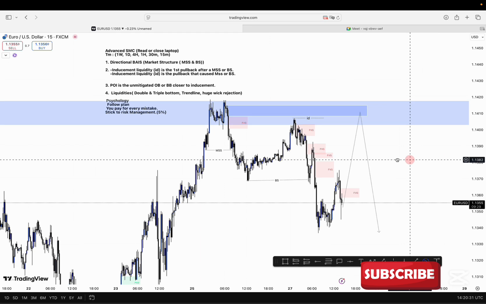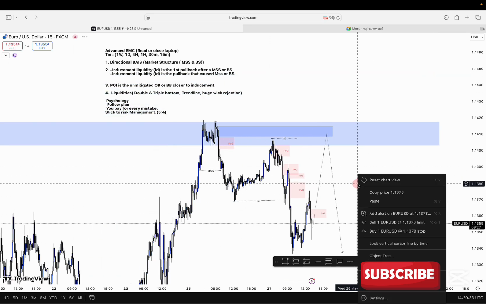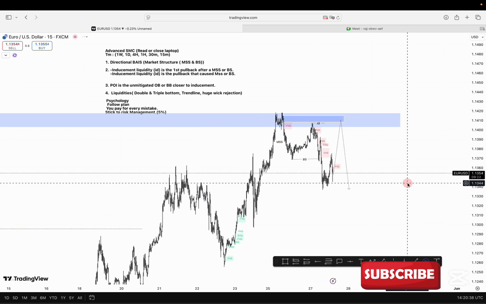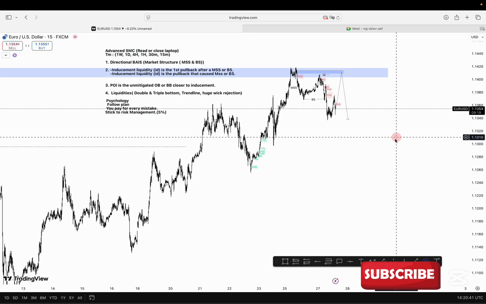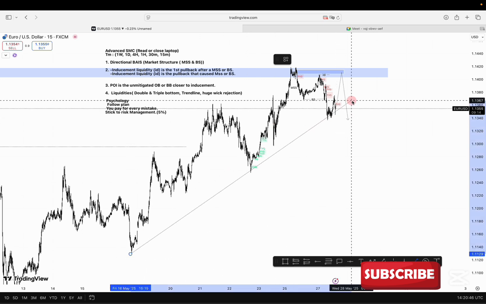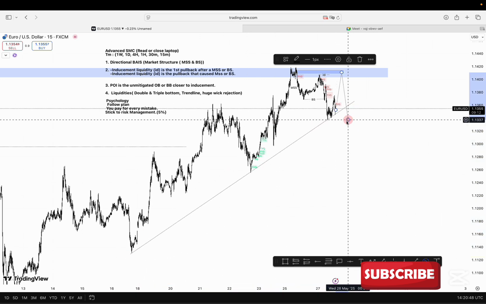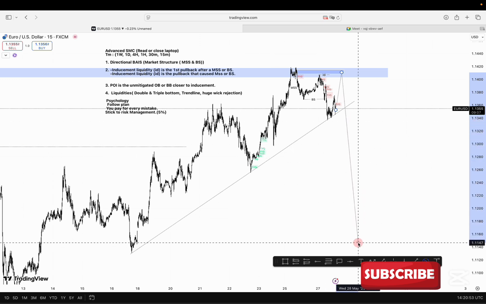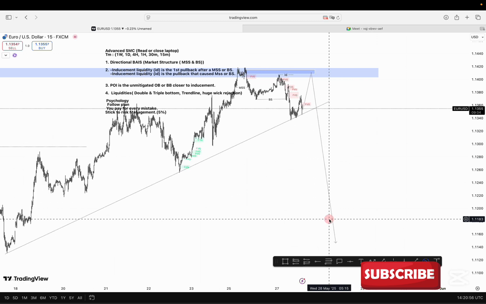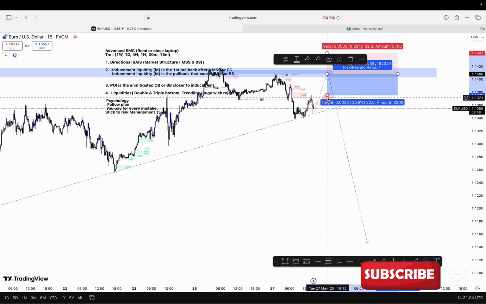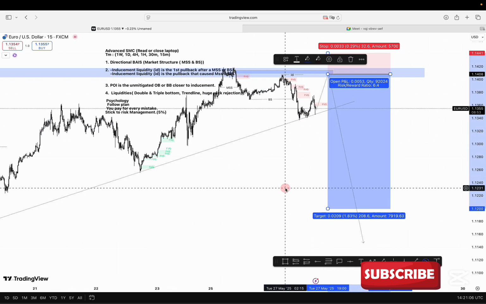So this is now my point of interest on Euro USD. Then I'll target this low because we have trend line liquidity here. I'll be interested in something like this to clear all this liquidity. Might be taking long trades in case it is there. I'll take the sell like this.